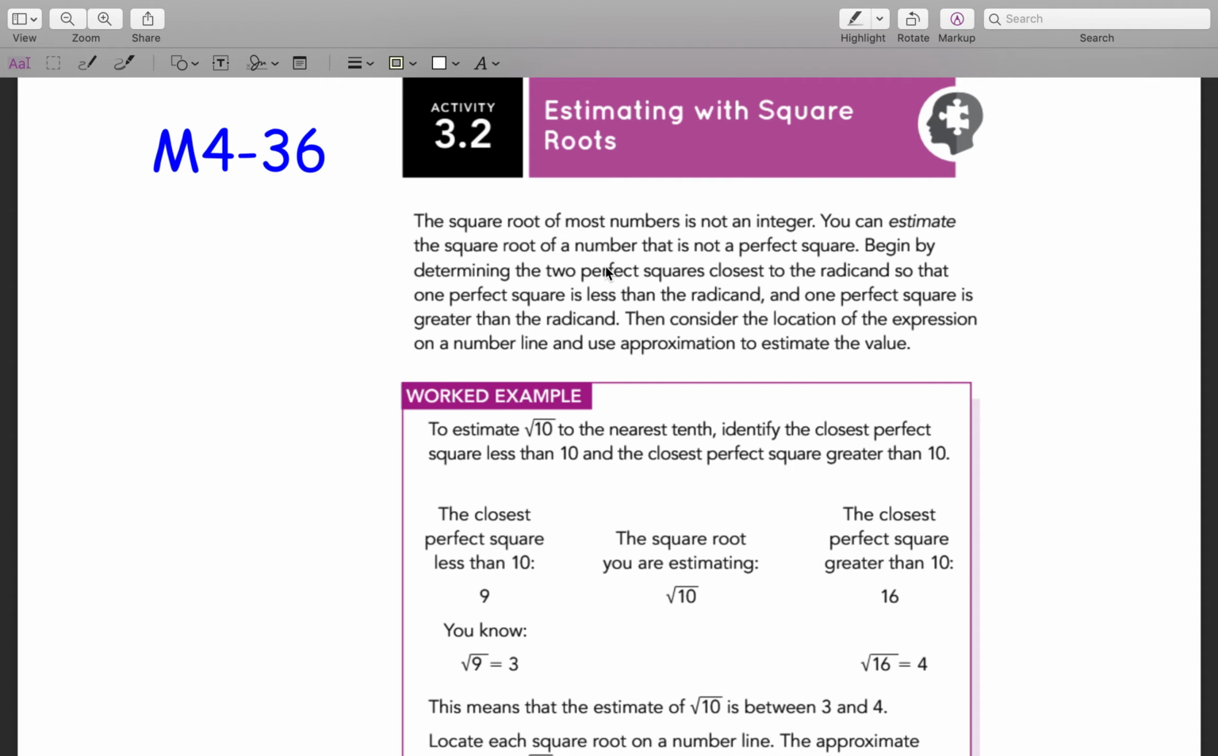The example that we did on the previous page was the square root of 25, which was 5 and 5. So 5 times 5 is equal to 25. So that was a perfect square. But notice how not all of them are perfect squares. So let's begin by determining the two perfect squares closest to the radicand, so that one perfect square is less than the radicand and one perfect square is greater than the radicand.